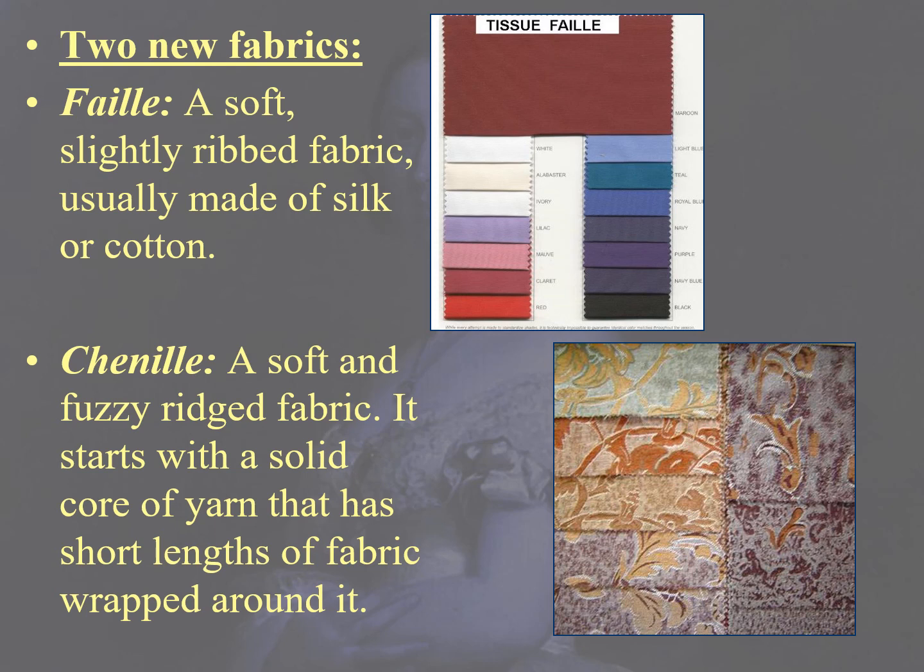Lastly, two new fabrics. Faille, a soft, slightly ridged fabric, usually made of silk and cotton, and chenille, a fuzzy ridged fabric. You start with a solid core of yarn that has short lengths of fabric wrapped around it. So it makes this raised texture. You all should be familiar with chenille if you're over the age of 40. Chenille robes, chenille curtains, all sorts of chenille.